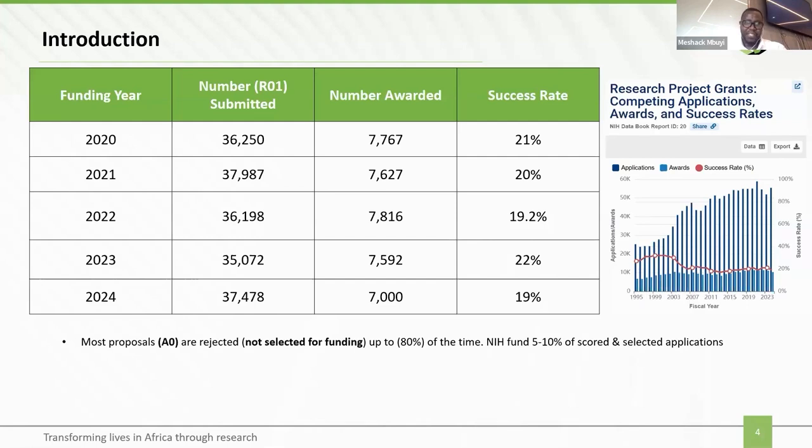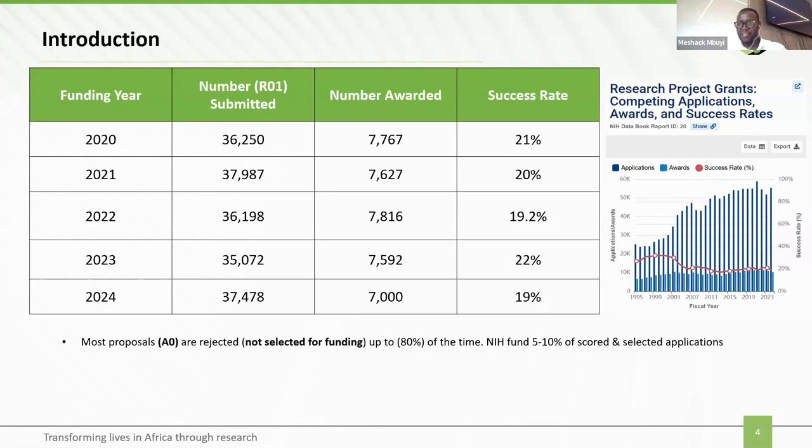These are the new proposals, the renewed applications. So you already have funding, but then you're asked to submit for renewal or reviewed applications. Those ones, when you submit them, are new applications and they are tagged A0. So sometimes most of them are rejected, which means they're not selected for funding. Actually, up to 80% of the time.